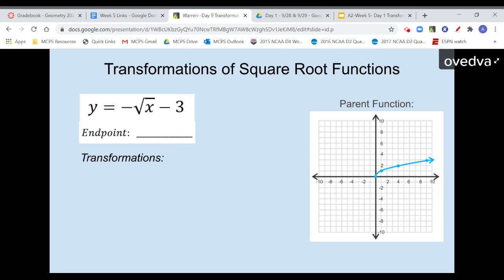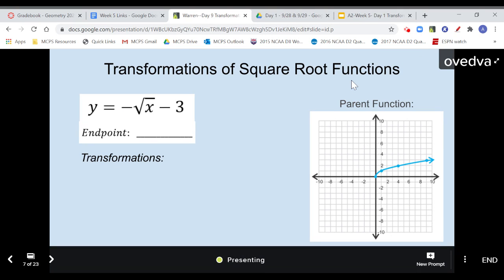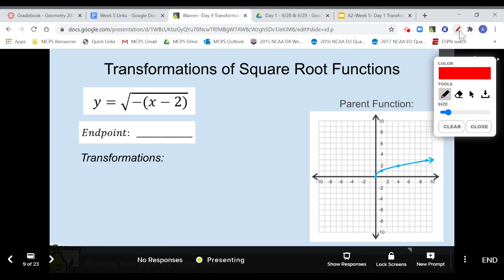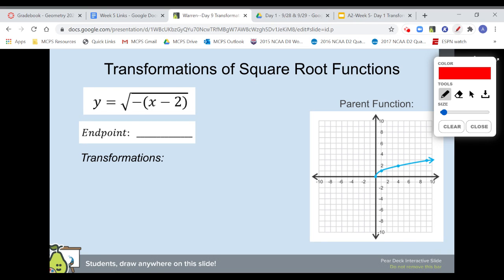Okay, now we'll move on. Let's skip to this one. So here, I once again have 2 transformations, that negative and that right there. Okay, my endpoint, again, I have that number under the square root. So that's the x and its opposite. There's nothing outside the square root, so that's just 0.